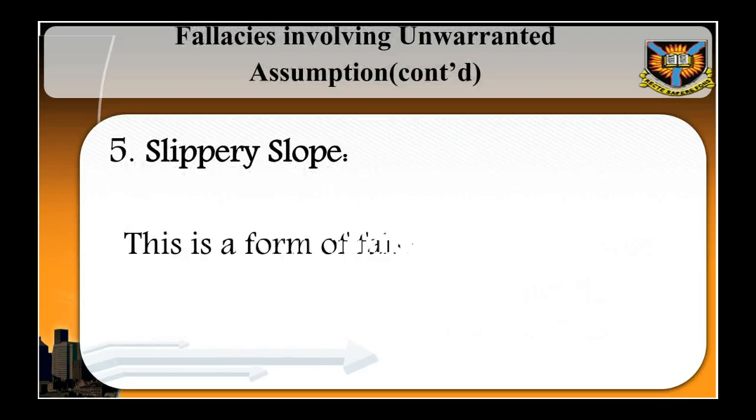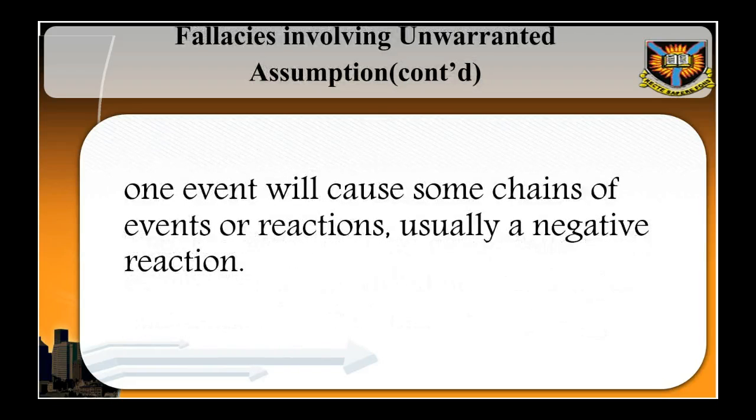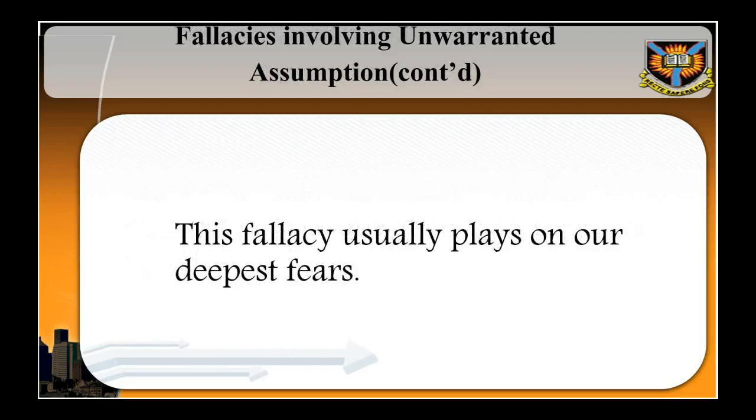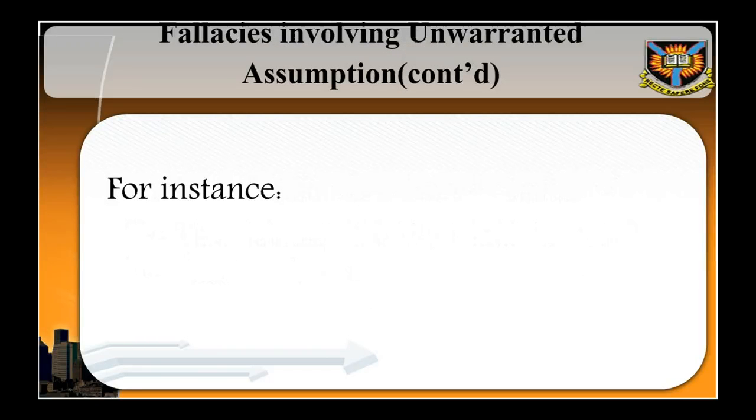Slippery slope. This is a form of false cause fallacy. It occurs when an individual makes an unsubstantiated claim that one event will cause some chains of events or reactions, usually a negative reaction. This fallacy usually plays on our deepest fears. For example, if we let the communists take over El Salvador, the next thing you know, they'll be in Mexico. Once they take over Mexico, however, they'll head for Texas, and it is just a matter of time before we are all communists.